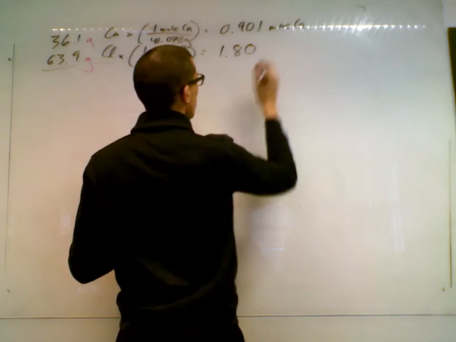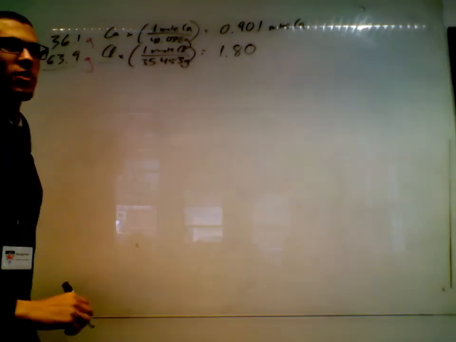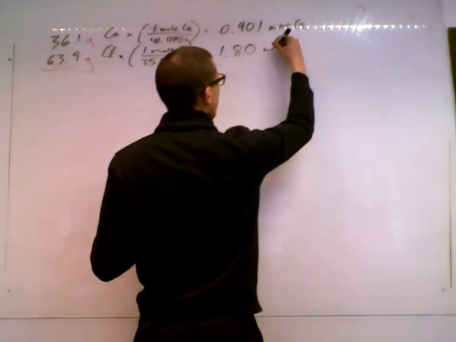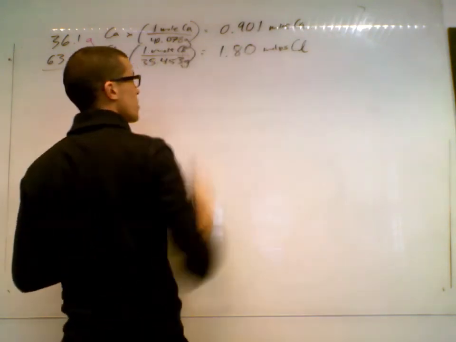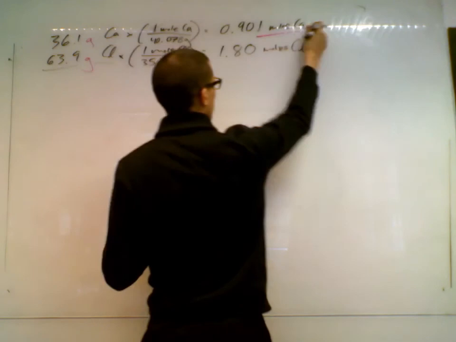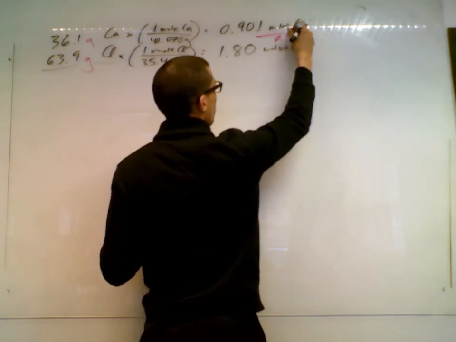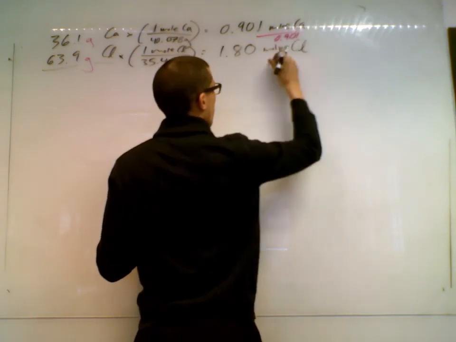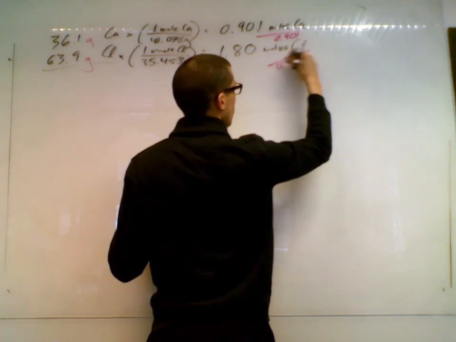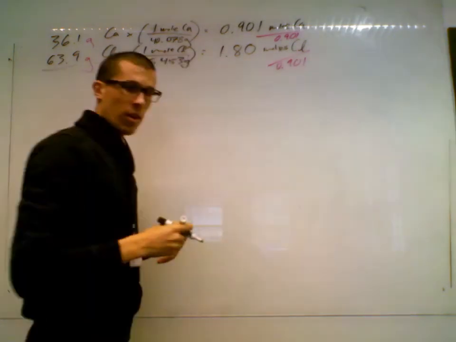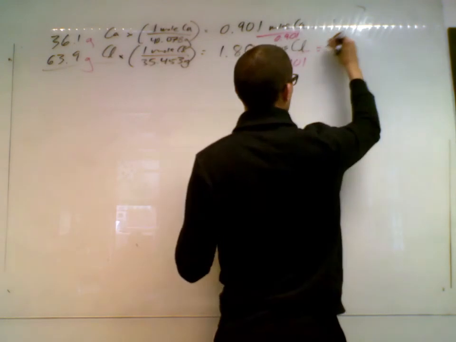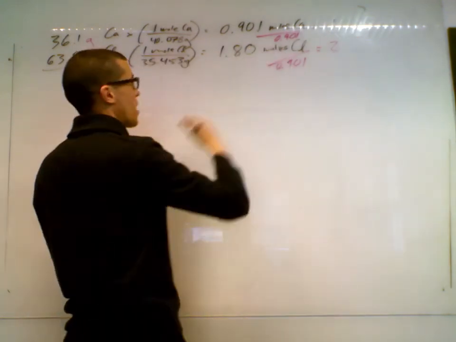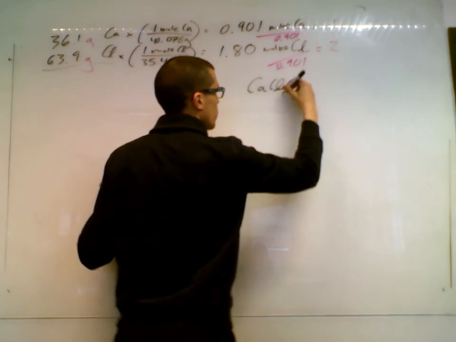You can look at this and say, oh, this is getting pretty clear here. We can see that this is going to be twice as much as this. But let's just divide both of them by the smallest amount. So I'm going to divide both of them by 0.901. And what do we get for our ratio here? The top one is 1, and this one's 2. So the final empirical formula is going to be CaCl2.